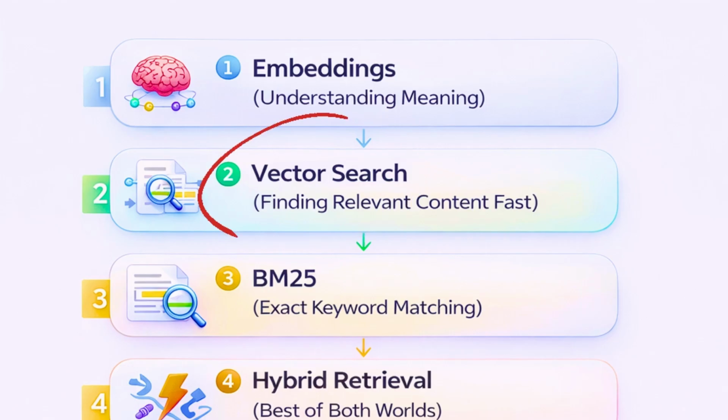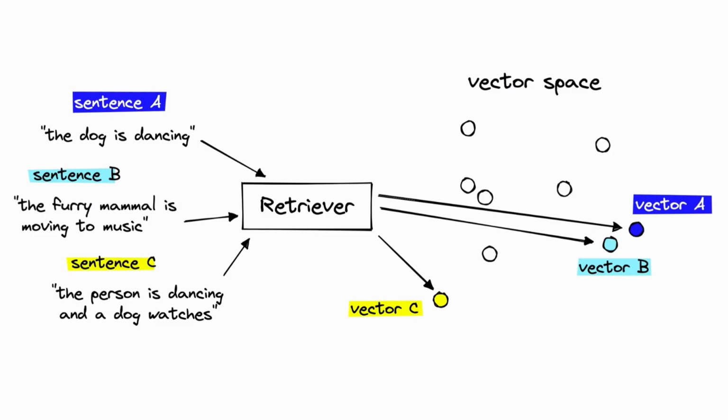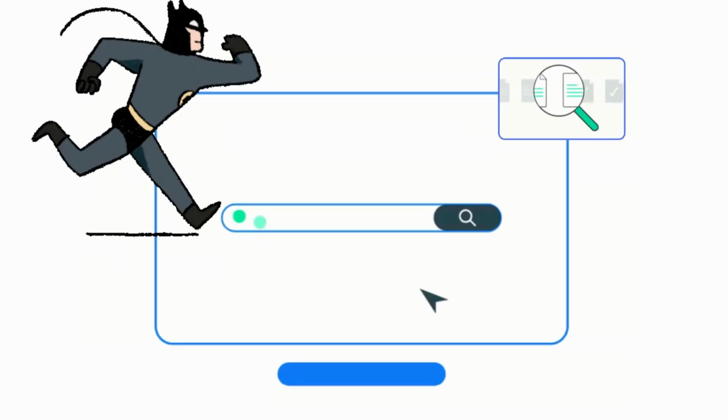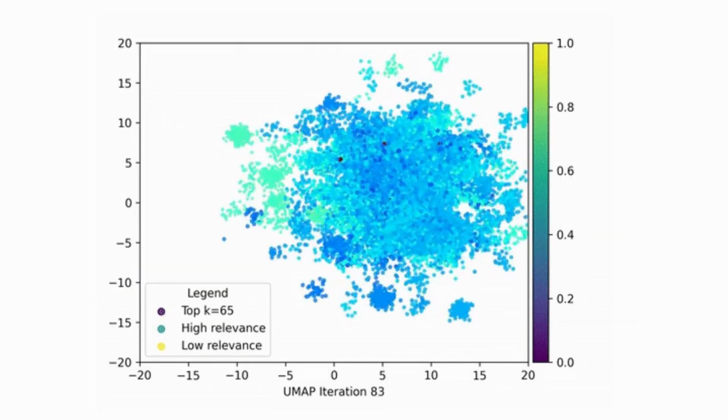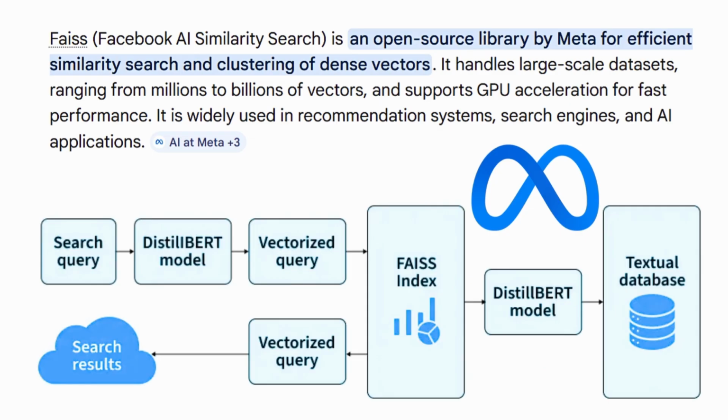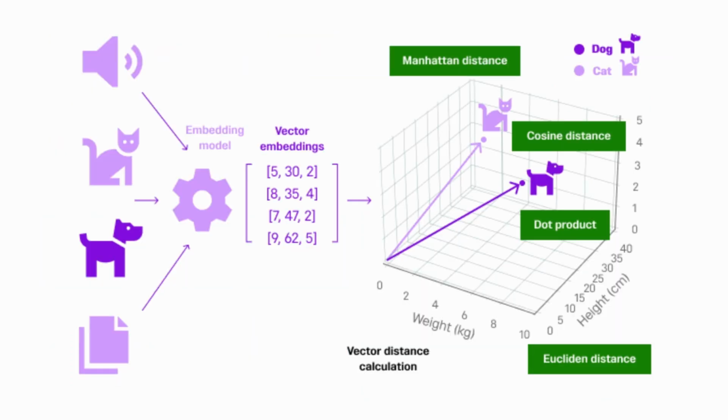Now, let's look at vector search. Now imagine that your system has converted hundreds of chunks into embeddings. The next challenge is speed. When a user asks a question, you can't scan every chunk manually. That would be too slow. So you bring in Facebook AI Similarity Search. Think of Facebook AI Similarity Search as a superfast search engine for vectors.